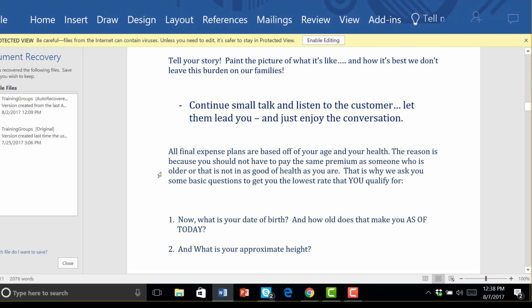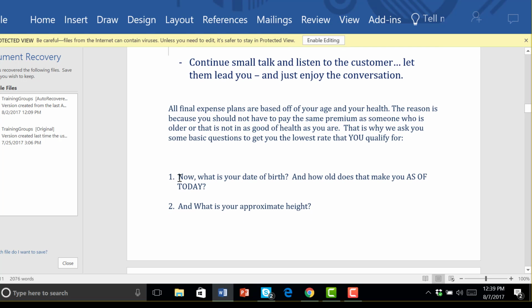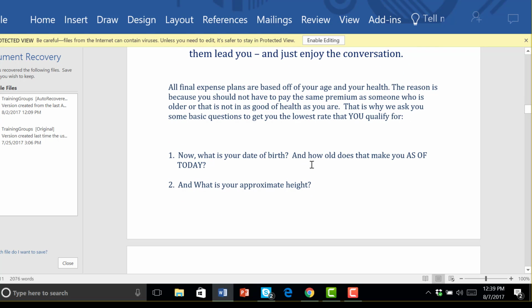Basically get back to the script. Now, Ms. Carol, all final expense plans are based off of your age and your health. And the reason is because you should not have to pay the same premium as somebody who might be older than you, or maybe they're not in as good of health as you are. And that's why we ask you some basic questions, just so that we can get you the lowest rate that you qualify for. Now, Miss Carol, what is your date of birth? And how old does that make you as of today?